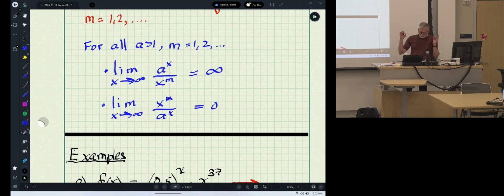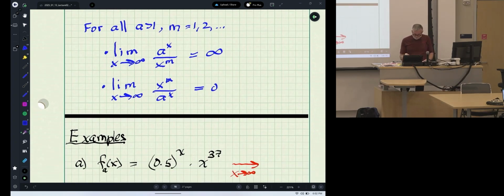And what I mean by exponentials grow faster than any monomial is you put a to the x where a is bigger than 1, 1.00000001, and you let m be a billion. Now you take the limit as x goes to infinity, you still get infinity. Okay? Exponentials grow faster than any monomial.